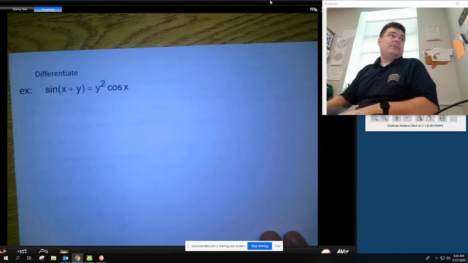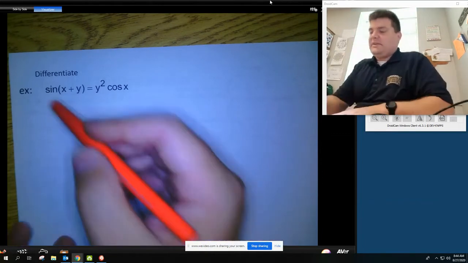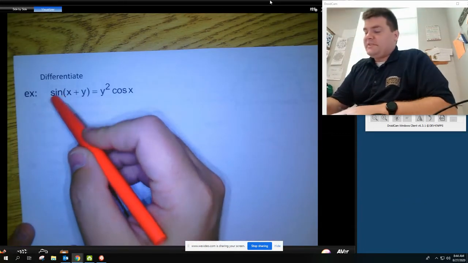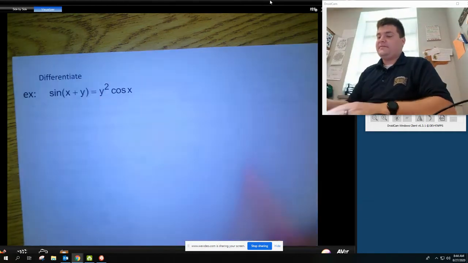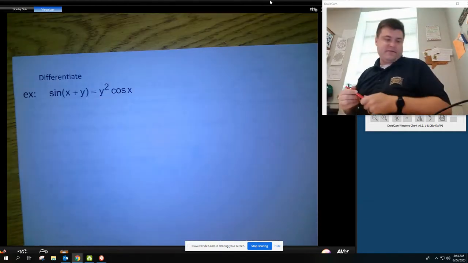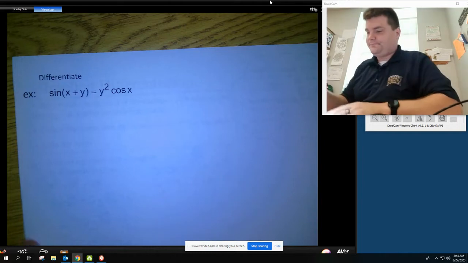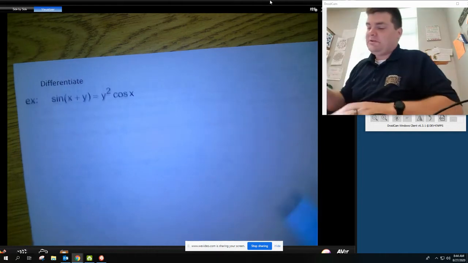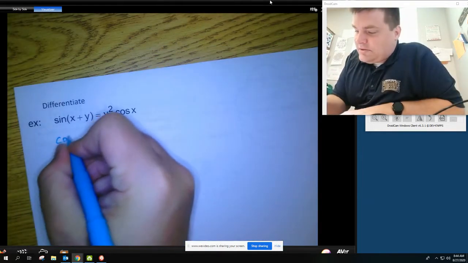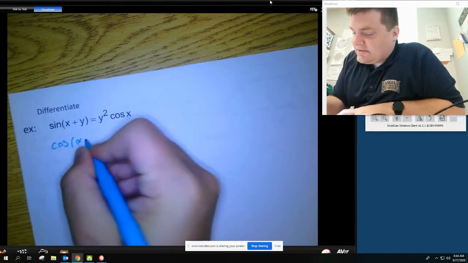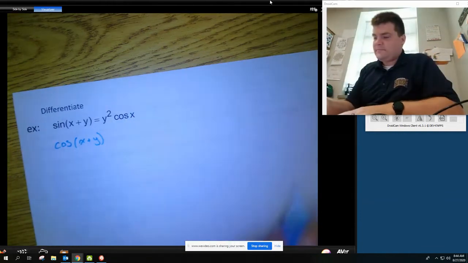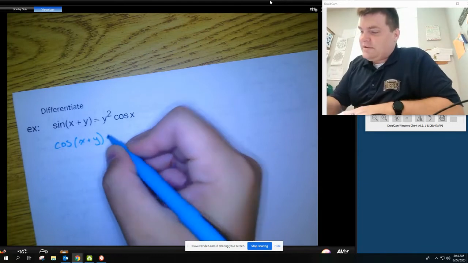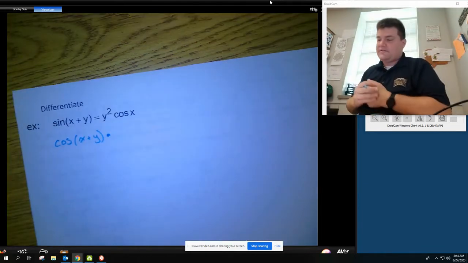Okay, so we're going to differentiate this. On the left-hand side, when I take the derivative of a sine function, I take the derivative of the outside first. What's the derivative of sine? It's going to be cosine. Inside stays the same, times the derivative of the inside. What is the derivative of the inside?